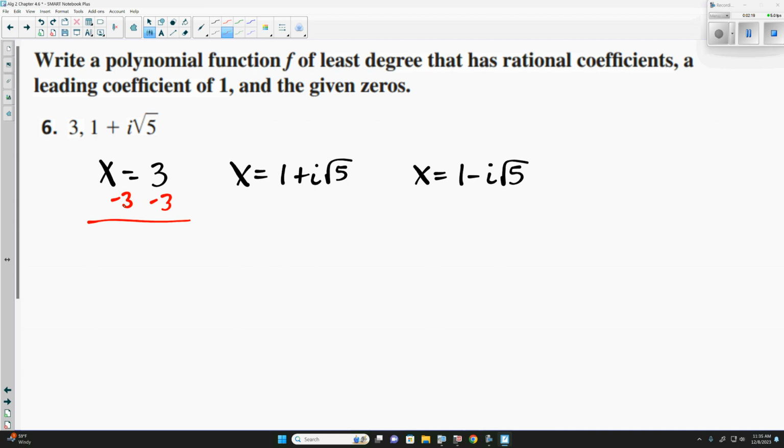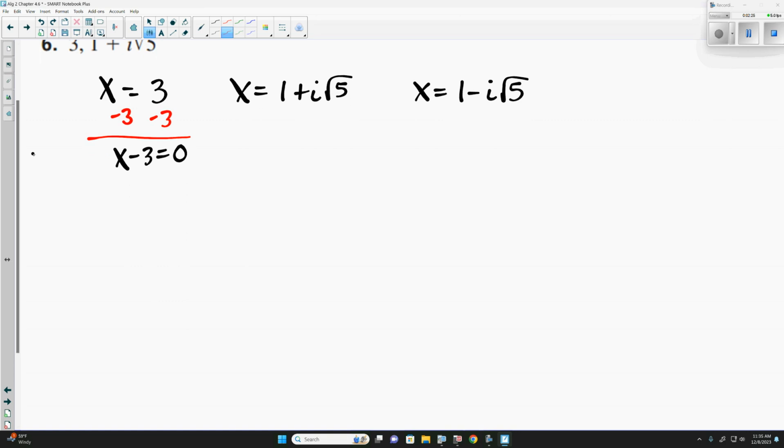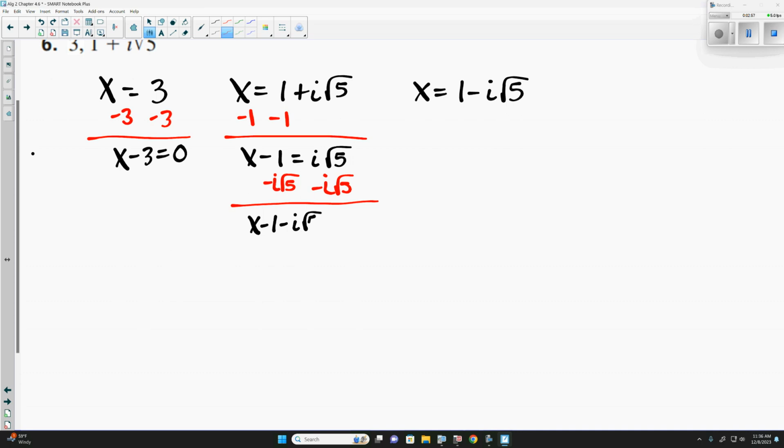Now our first step is to get these equal to 0. So the first thing we can do with x equals 3 is to subtract 3, telling us x minus 3 is 0. And that's it for that one. The next one, we're going to get it equal to 0. So we'd minus 1 from both sides, telling us x minus 1 is equal to i square root of 5. And then we would subtract i square root of 5 from both sides, telling us x minus 1 minus i square root of 5 is equal to 0.